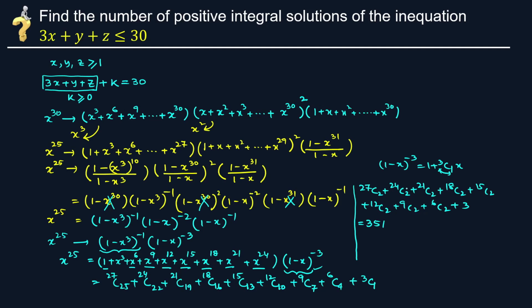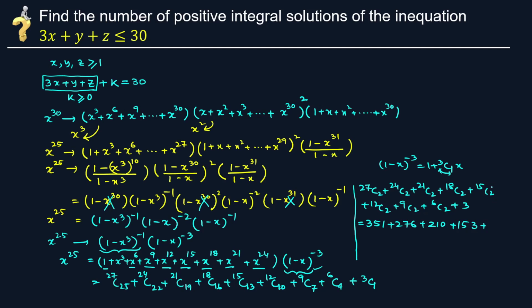24C2 means 24 into 23 divided by 2. That is 12 into 23, 276. 21C2 is basically 210. 18C2 is basically 18 into 17 divided by 2. That is 9 into 17. That gives us 153.